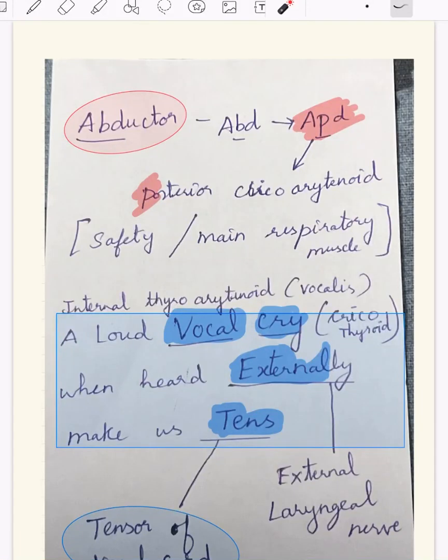Let's learn about the function of laryngeal muscles. In laryngeal muscles, we have abduction of the vocal cord and adduction of the vocal cord, and we have tensors of the vocal cord. We have opening of the vocal cord and closure of the vocal cord. When it comes to the abductor and adductor of the vocal cord, we remember the abductor, and all the remaining ones come under the adductor of the vocal cord.